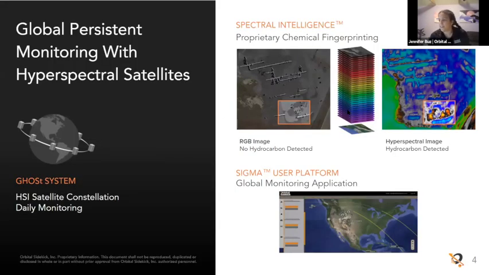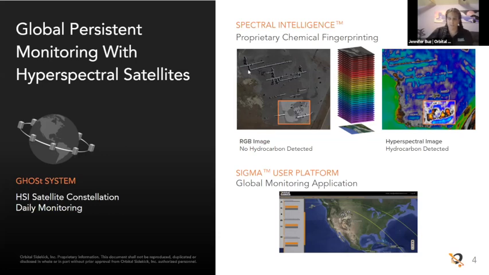So Orbital Sidekick, our deal is global persistent monitoring with hyperspectral satellites. And so this is just a little schematic. By next year, 2023, we will have 6 hyperspectral satellites in orbit. So 3 are going up this year and 3 will go up at the beginning of next year. And with these 6 satellites, we'll actually be able to do up to daily imagery of pretty much anywhere on Earth.